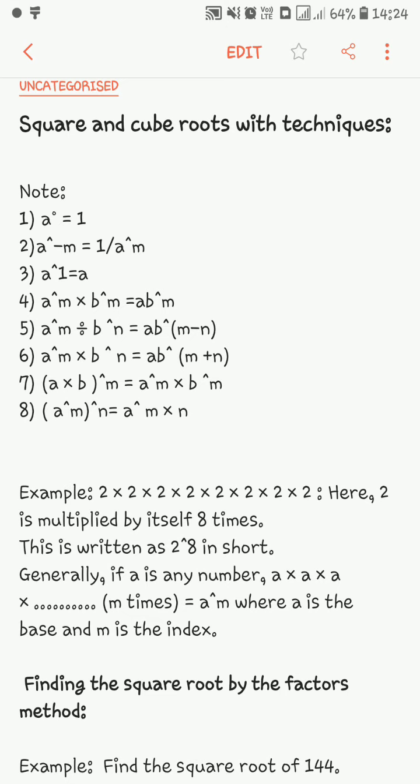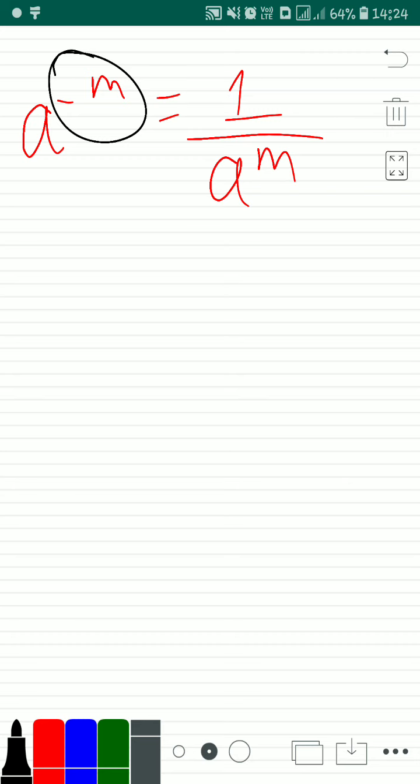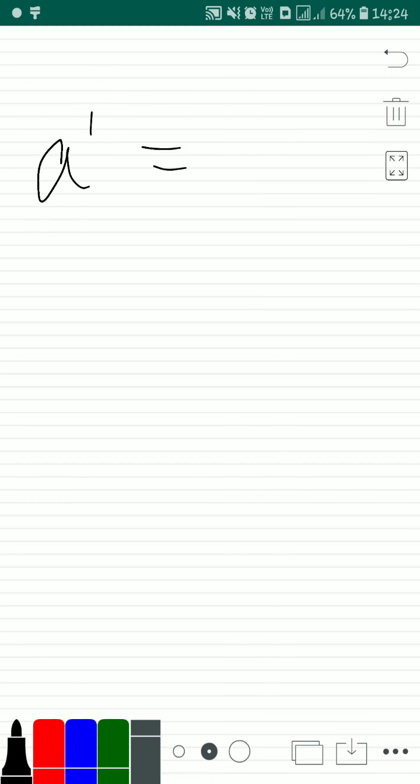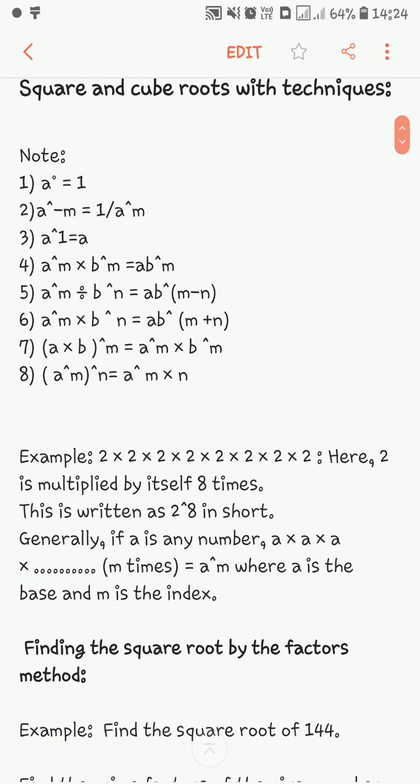Second note says a raised to minus m is equal to 1 upon a raised to m. The meaning here is the sign becomes plus after going in the denominator. So minus becomes plus. Next, a raised to 1 is equal to a. Whatever number is given in the place of a with raised to 1, it will always give you the answer as the number itself, that is 2 here, however big a number it can be.